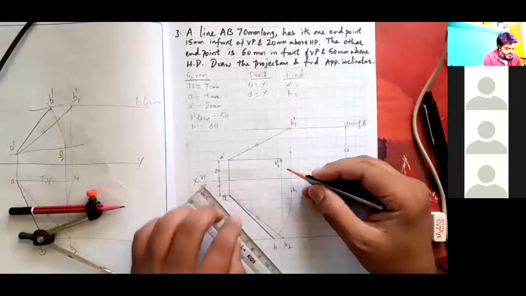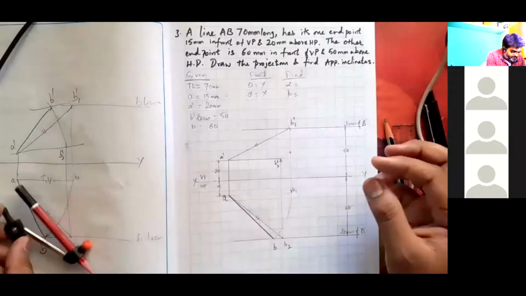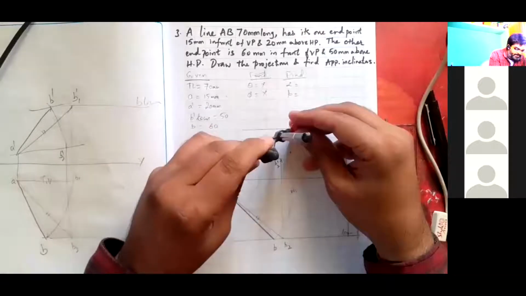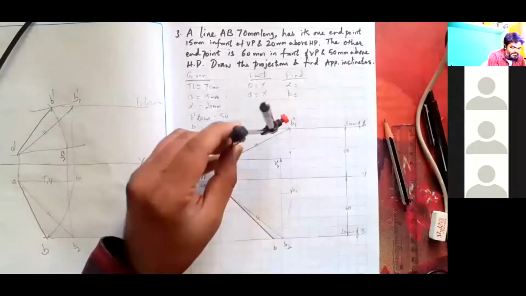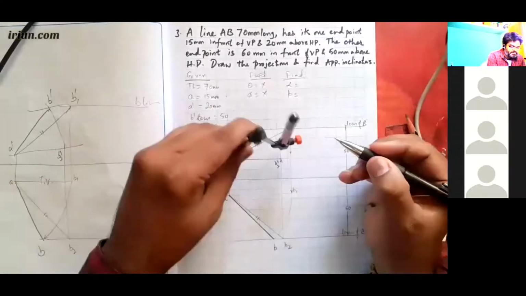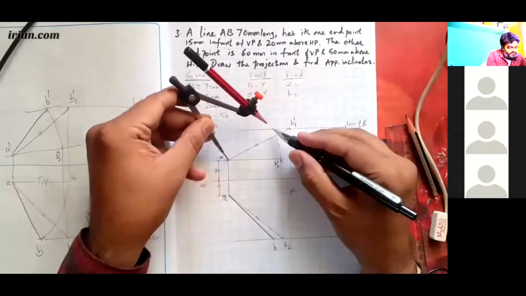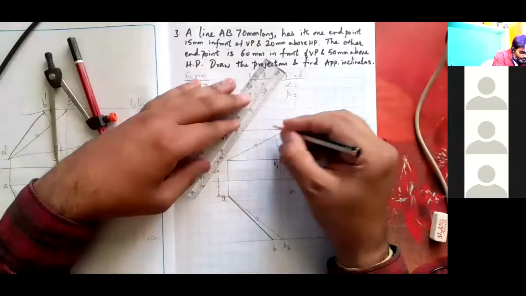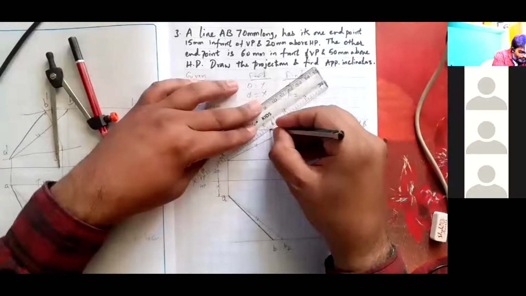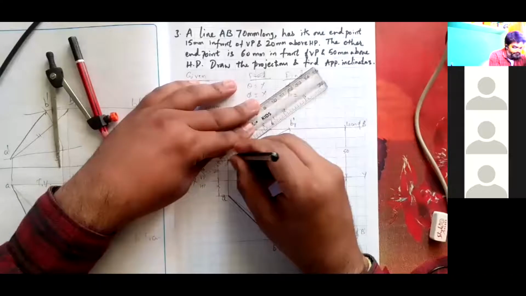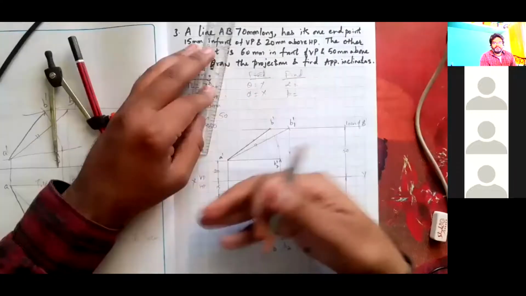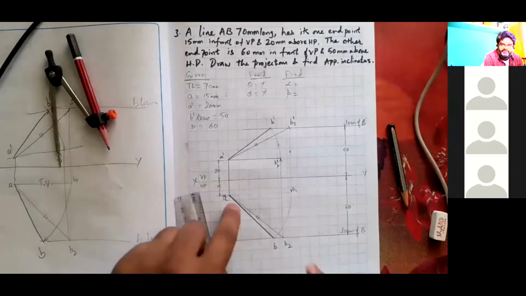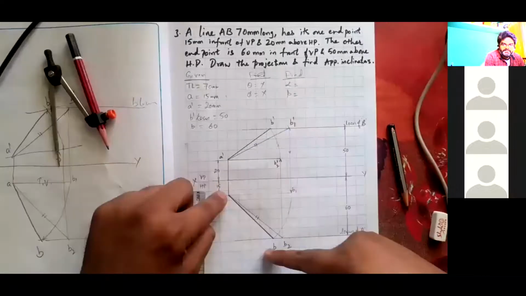So if I take the compass, A B2 dash, and draw an arc here, I'm moving this arc towards this line, where I get the front view B dash. Right? So from this true length, I have got the front view. From this true length, I have got the top view. Knowing this distance of B, right?